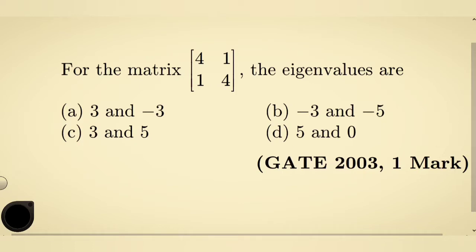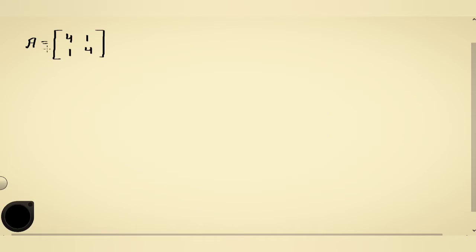So this question appeared in 2003 for 1 mark. For the matrix given to you, you have to find the eigenvalues. Eigenvalues and eigenvectors are a concept of linear algebra. Here you are given A = [[4, 1], [1, 4]] as a matrix. How can you find the eigenvalues? Firstly, I will explain the steps, and after that I will give you a trick also.